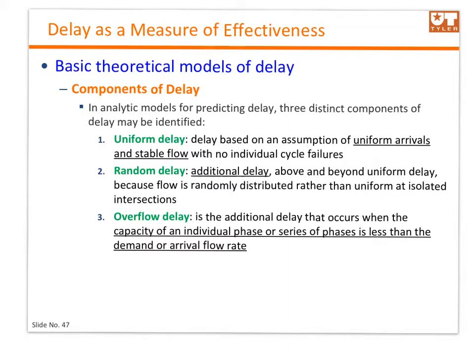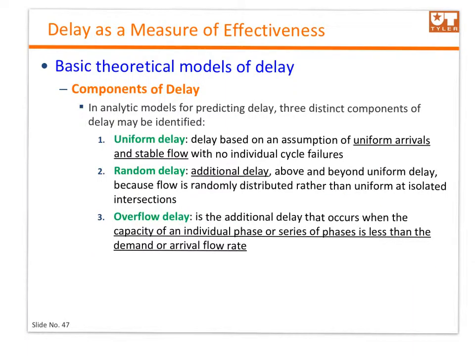The second type of delay is the random delay. With random delay, we have some additional delay above and beyond uniform delay, because flow is randomly distributed rather than uniform at an isolated intersection. And the worst case scenario is the overflow delay, which is an additional delay that occurs when the capacity of the individual phase or series of phases is less than the demand or arrival flow rate. So you try your best as a traffic engineer to have uniform delay at most random delay, but you want to avoid the overflow delay.